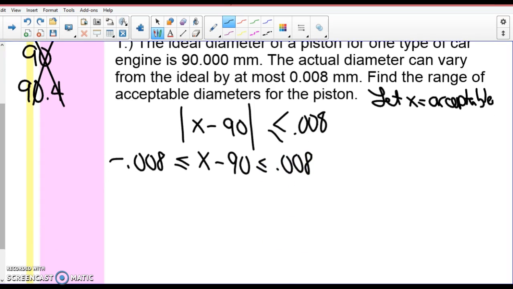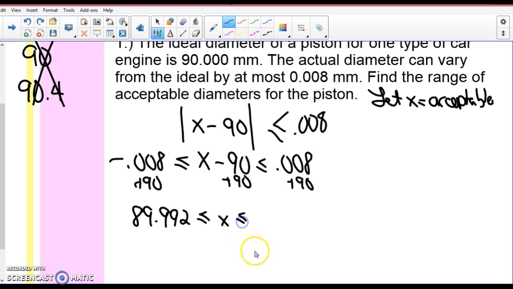How do I solve this inequality? Add 90 to all three spots. So this will give me 89.992 is less than or equal to x, and that's less than or equal to 90.008. So there is the acceptable range for my actual piston.